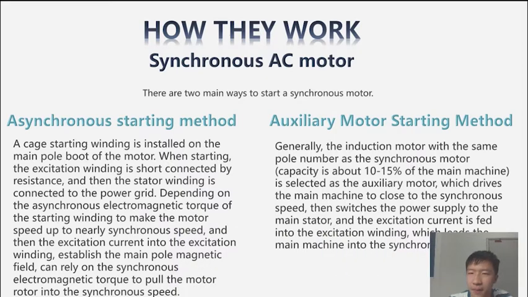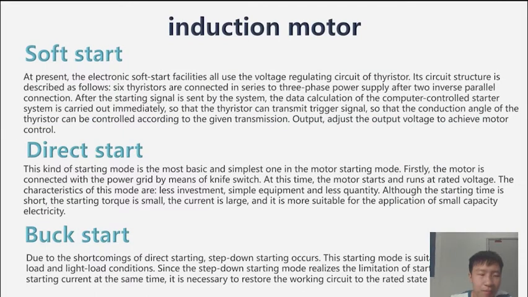And the other type, the induction motor, has three methods to start. First is soft start. At present, electronic soft start facilities all use the voltage regulating circuit of the thyristor. Its circuit structure is described as follows. Six thyristors are connected in series to the three-phase power supply after two inverse parallel connections.